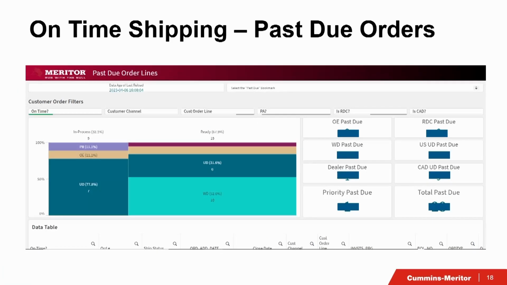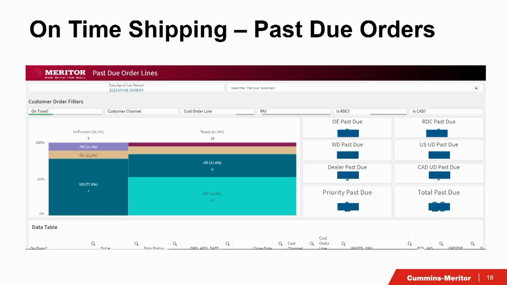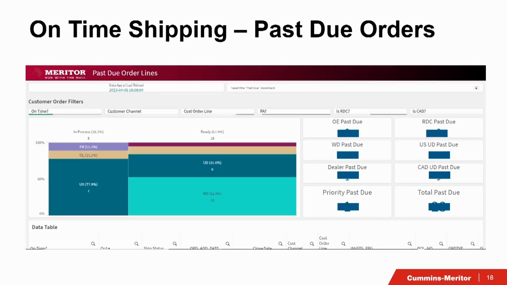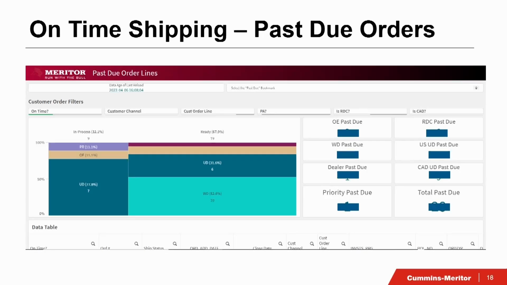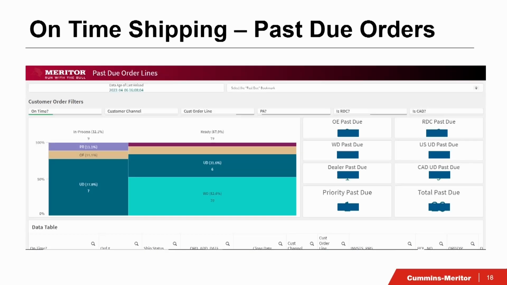They've raved about this app, how much easier it is to get to the details that they need in a timely manner, because before, what was needed to do to get any of this information is that they had to drill down to, I want to see past dues for just OEs, or I want to see past dues for just RDCs. So now they can say, I want to see all of this information.